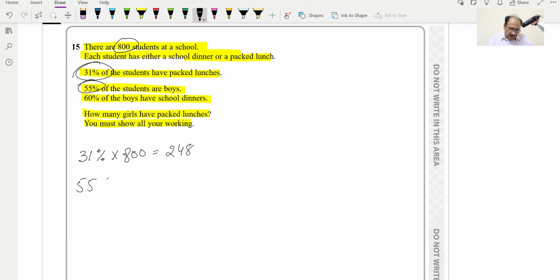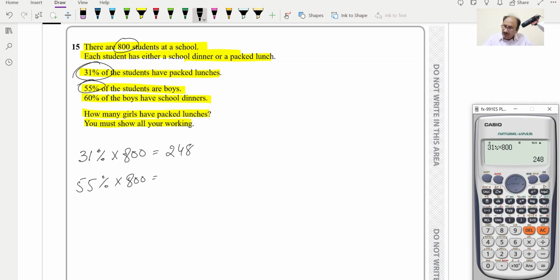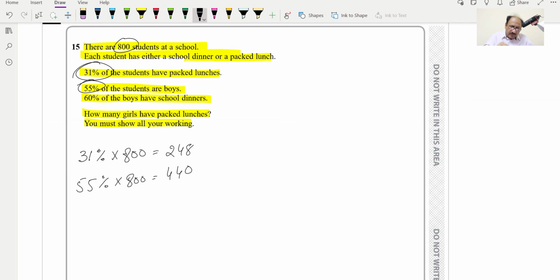So 55% of the students are boys. So these will be the boys. And for boys we can take 55% of 800, and we'll get 440. So 440 are the boys, and we can write here basically boys.